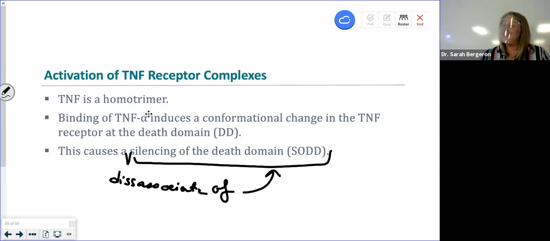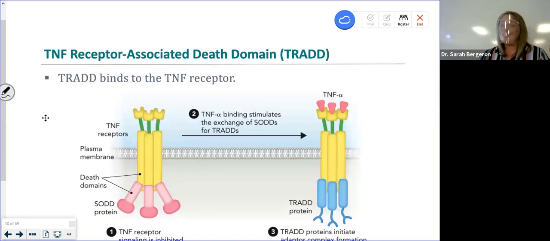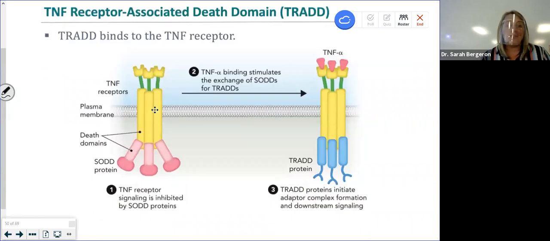So once you disassociate the silencing complex, now that receptor can bind to certain downstream signaling things. So this is the normal state, right? It's unbound and it's bound to these silencing proteins. So the SODD proteins are the silencing of the death domain proteins. So this TNF alpha receptor is not signaling.